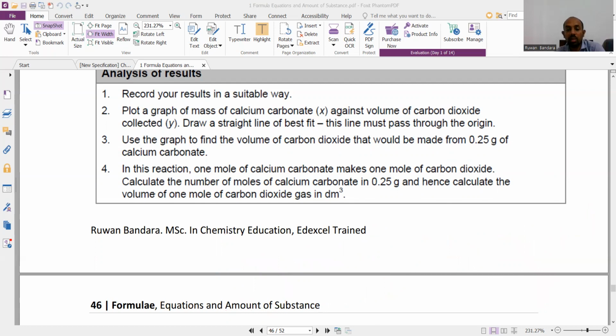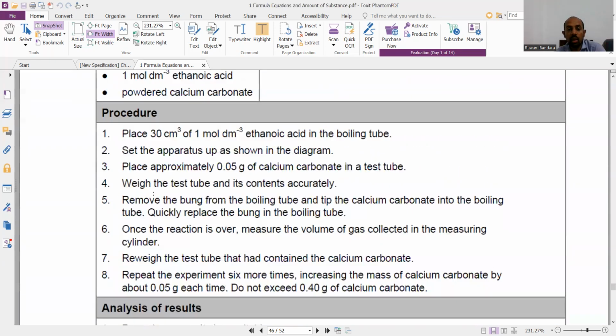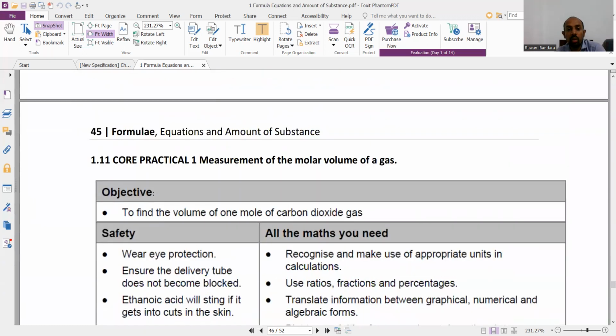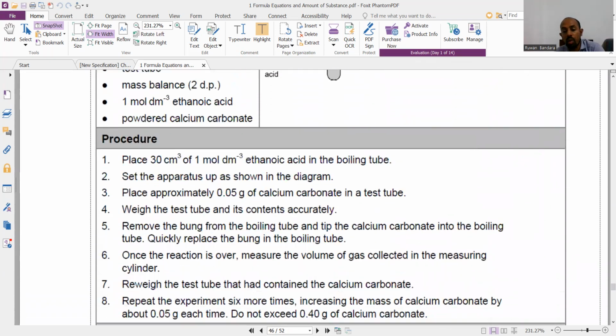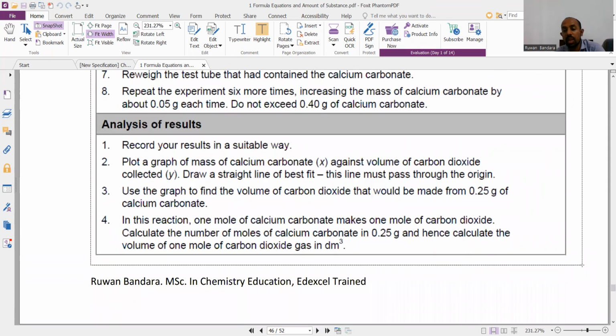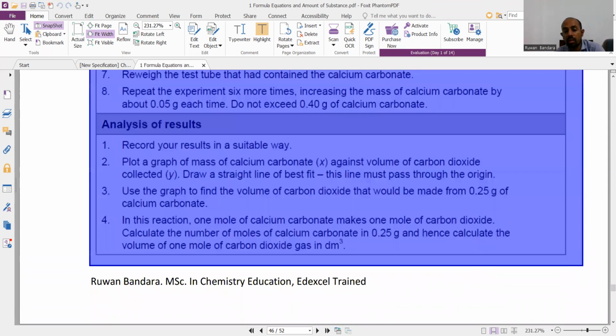Anyway, I will share this with you. I hope you understood how we are going to do the practical, right? Is this practical clear? This is the one and only practical in unit 1, and it is asked in unit 3. It is in unit 1, but it is asked in unit 3. This is the only practical from unit 1.